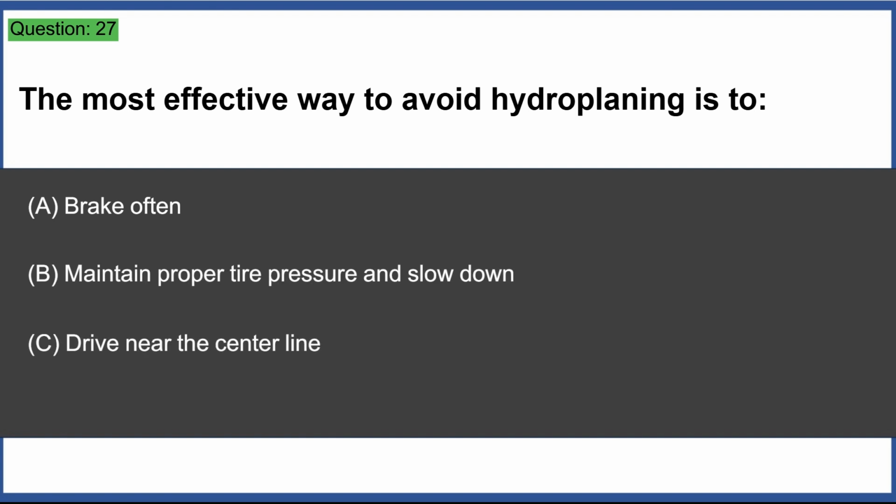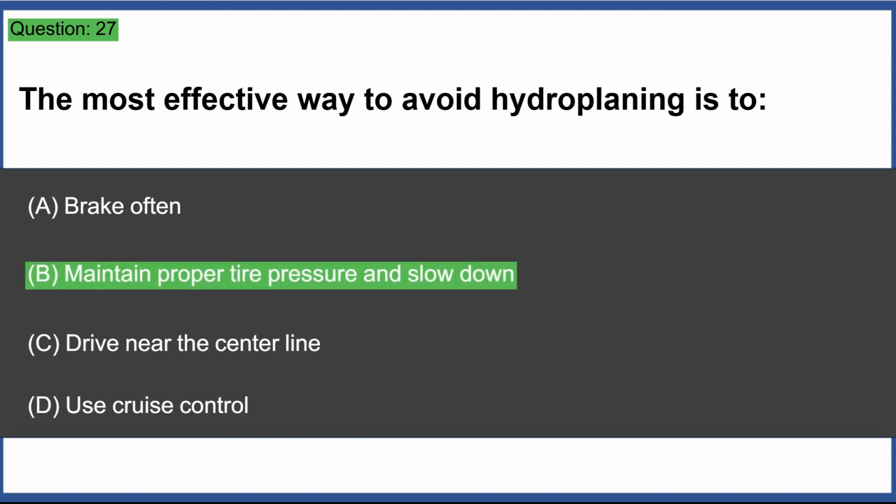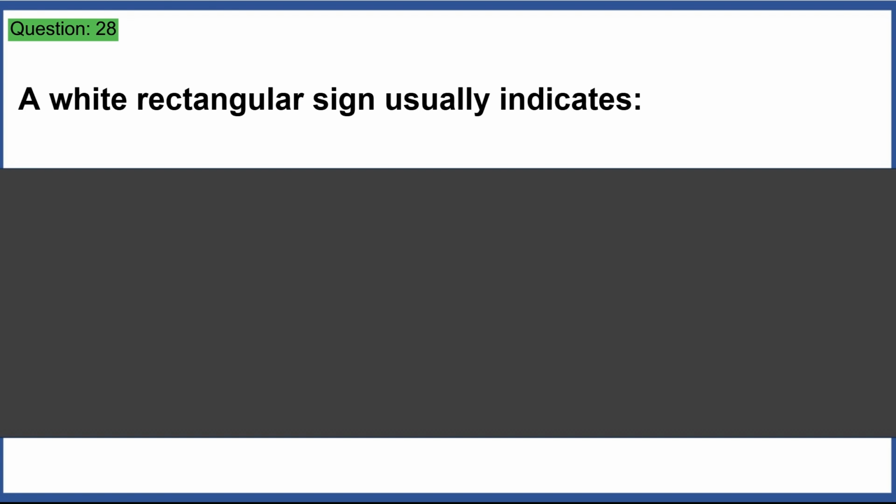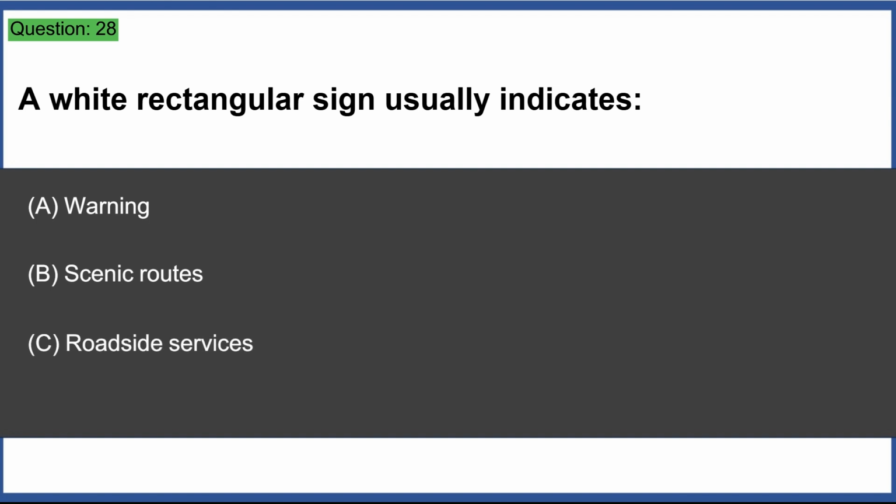B. Maintain proper tire pressure and slow down. C. Drive near the center line. D. Use cruise control. Answer B. Maintain proper tire pressure and slow down. A white rectangular sign usually indicates: A. Warning. B. Scenic routes. C. Roadside services. D. Regulation/law.